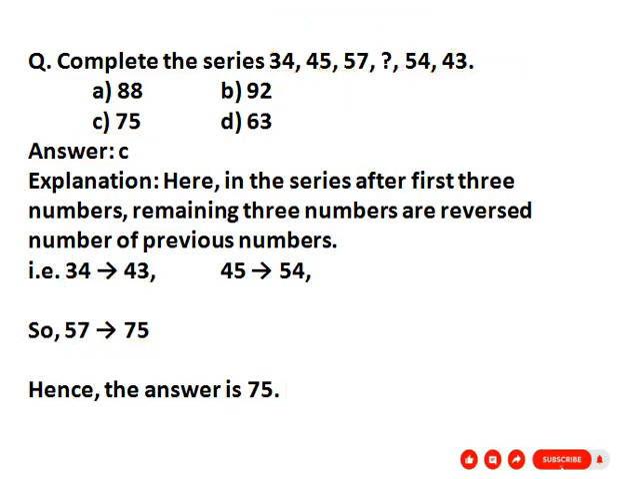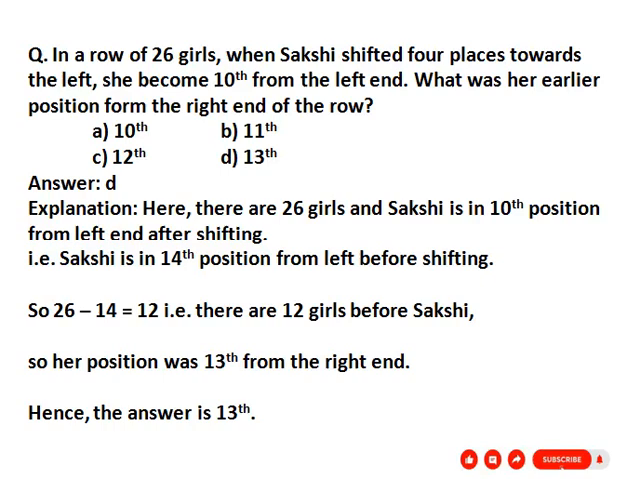Our next question is in a row of 26 girls, when Sakshi shifted 4 places towards the left, she became 10th from the left end. What was her earlier position from the right end of the row?